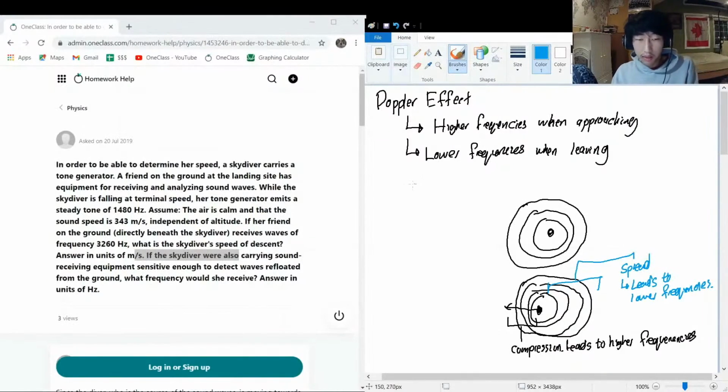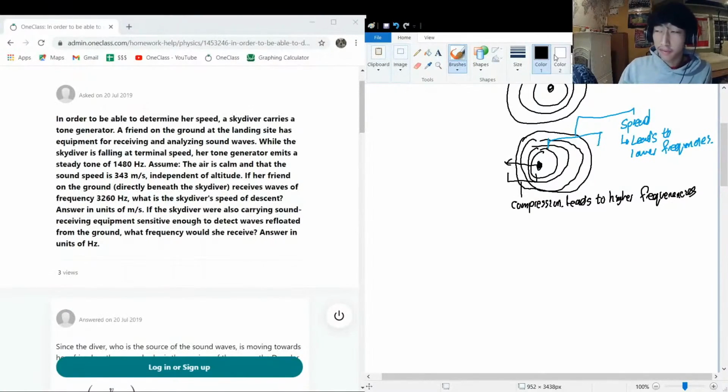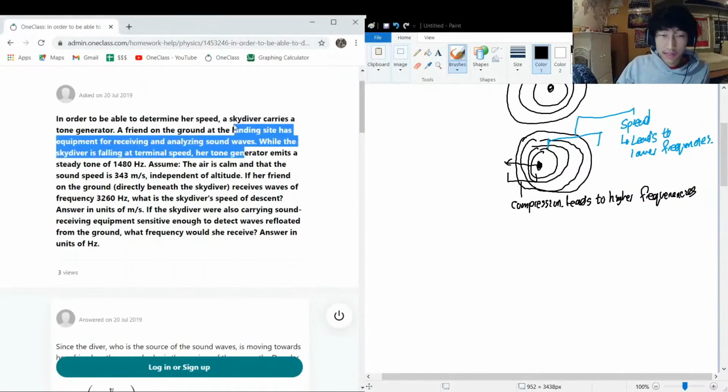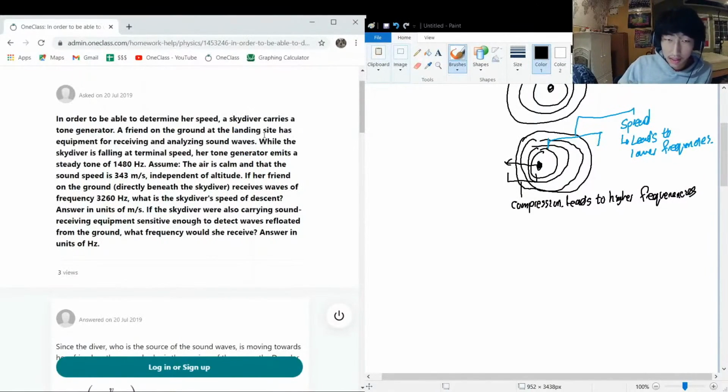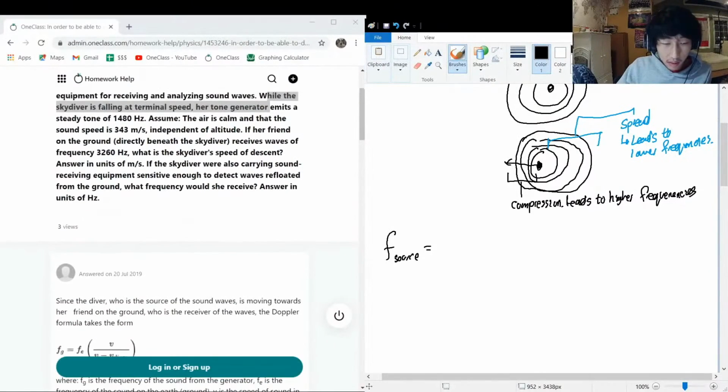Okay, cool. So let's extract some of our given information and then try to calculate what's going on, because there are some nice Doppler effect equations that can definitely help us come to a conclusion here. Okay, so we have a skydiver at terminal velocity, so our velocity is going to be constant, which is nice. And we know that the tone generator, the F source, I use FE, but we can use F source, is 1480 hertz.